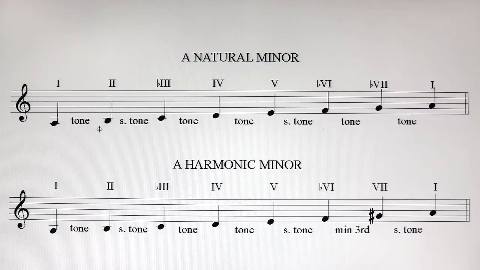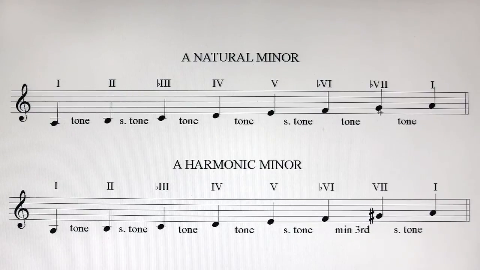Let's just check out the intervallic definitions between the 2 scales. So from 1 to 2 we've got a tone in both scales. From 2 to 3, and that's a flat 3, we have a semitone in both scales. From flat 3 to 4 we have a tone. From 4 to 5 we have a tone in both scales. From 5 to flat 6 we have a semitone move in both scales.